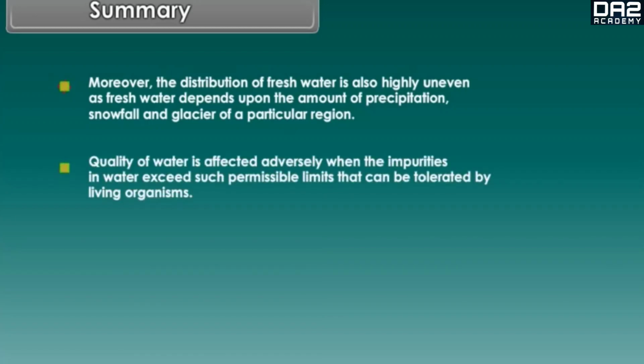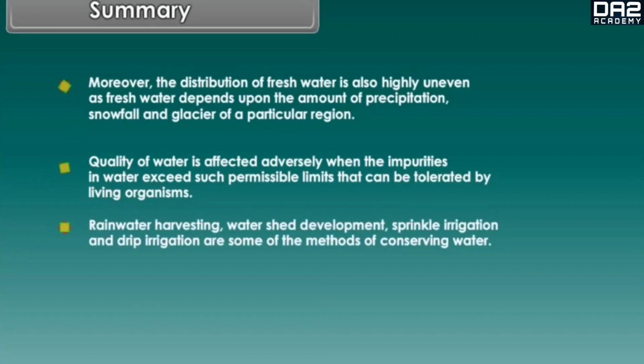Quality of water is affected adversely when the impurities in water exceed such permissible limits that can be tolerated by living organisms. Rainwater harvesting, watershed development, sprinkler irrigation, drip irrigation are some of the methods of conserving water.